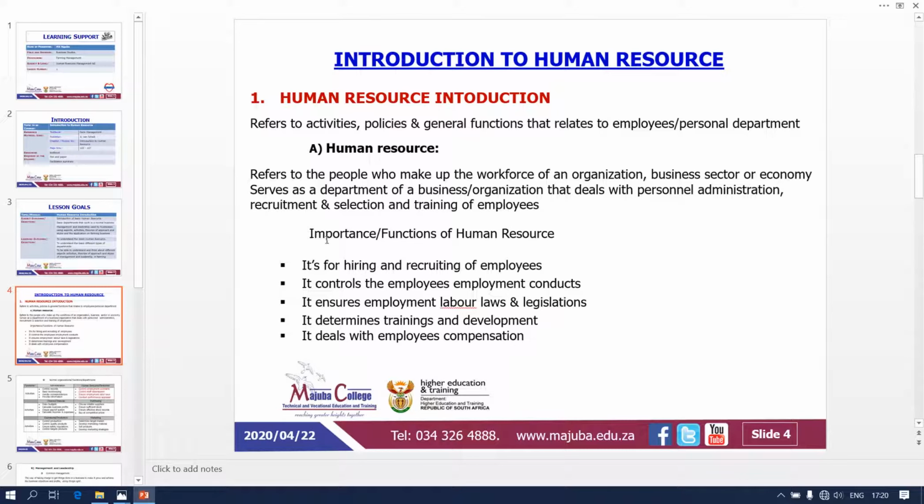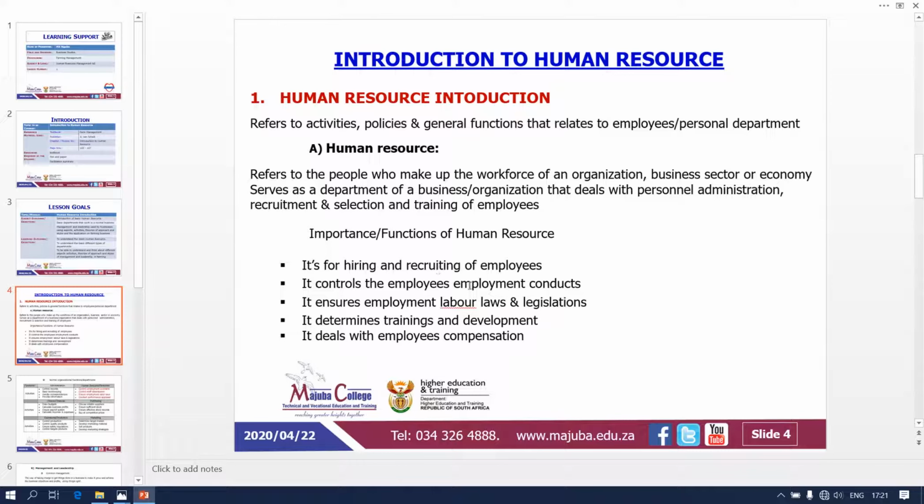Now, we're looking at human resource as the department, right? It is for hiring and recruitment of employees. It controls the employees' employment conduct. It ensures employment labor laws and legislations. It determines training and development. It deals with employees' compensation.